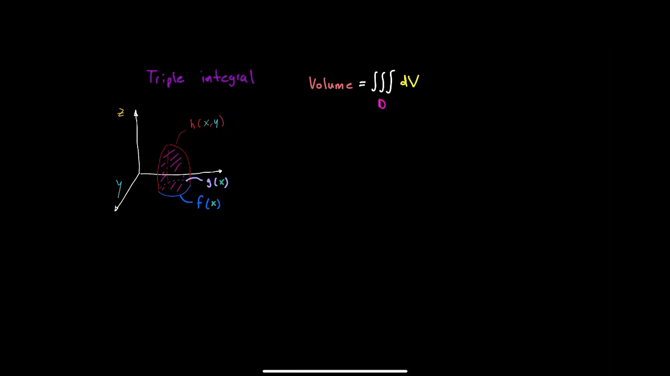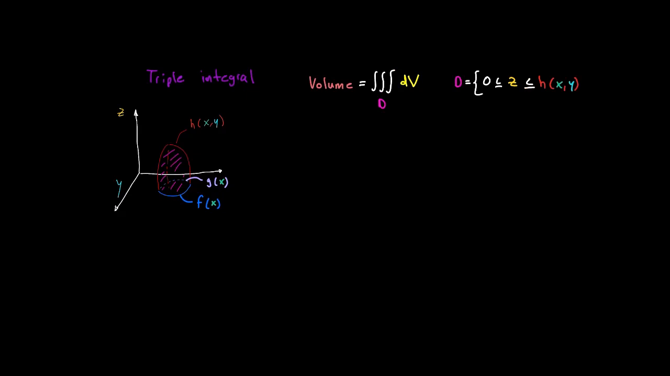Just like before, we need to define the limits of our region, but this time in 3 dimensions. Let's start with z. The upper limit for z is given by a function h of x and y, which depends on both x and y. The lower limit, however, is simpler. It's just the xy plane, so z equals 0. This gives us the bounds for z as 0 is less than or equal to z, which is less than or equal to h of x and y.